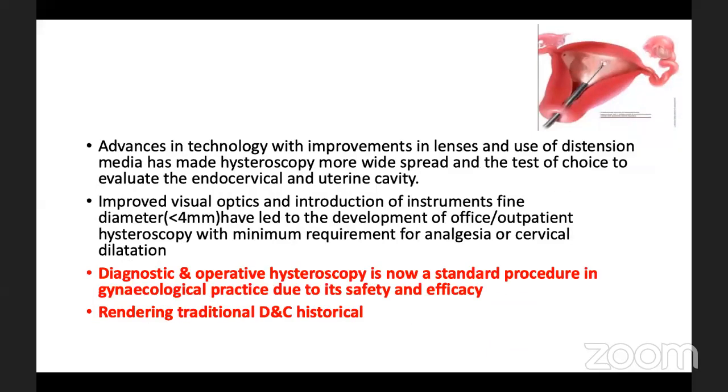Advances in technology, with improvements in lenses and the use of distension media, have made hysteroscopy more widespread and the test of choice to evaluate the endocervical and uterine cavity. Improved visual optics and instruments with a fine diameter, less than 4 millimeters, have led to office or outpatient hysteroscopy with minimum requirement for analgesia or cervical dilatation. Diagnostic and operative hysteroscopy is now a standard procedure that should be offered in all gynecological practices because it's quite safe and efficacious, therefore rendering the traditional DNC historical, or as Guja would say, dead and cremated.